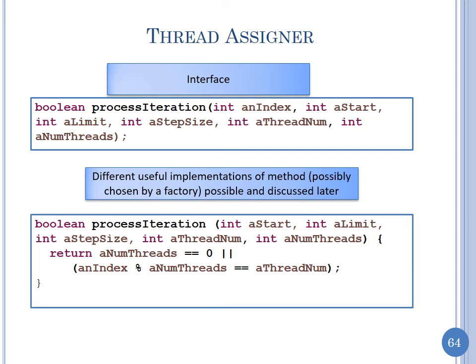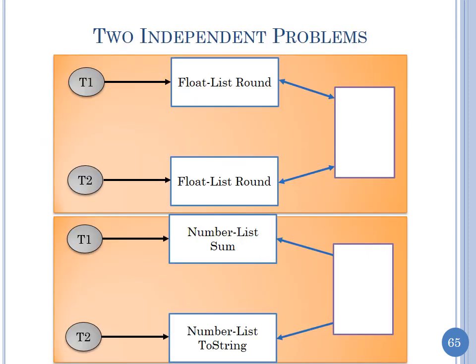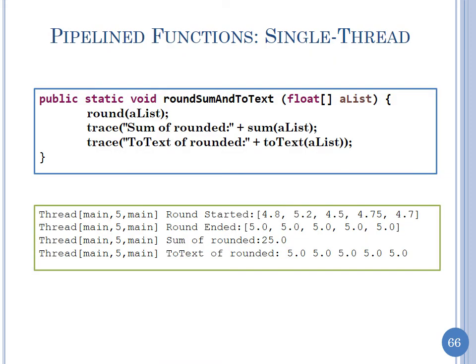So that's what's going on here. What we've done so far is we've taken two problems, the round problem and the sum problem, and we've done them independently. So we can do either sum or the round. And what you might want to do is round up the list first, and then do sum and toText.